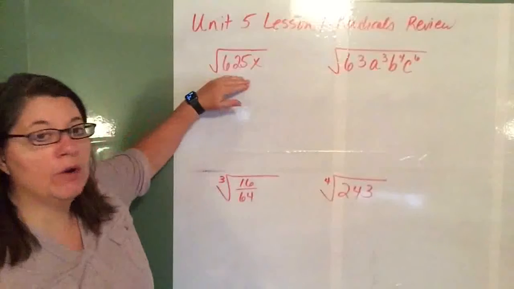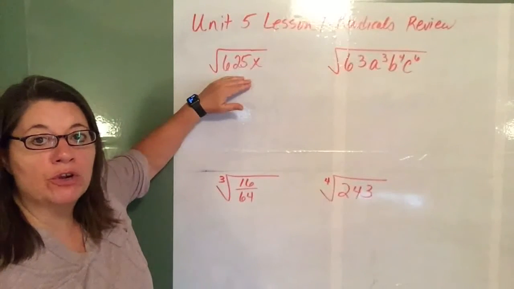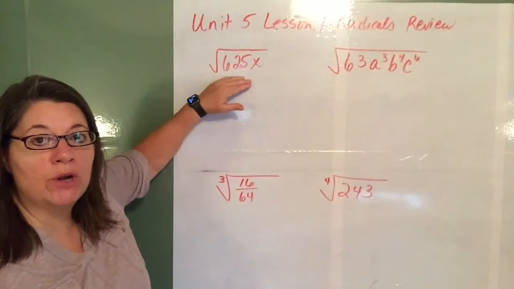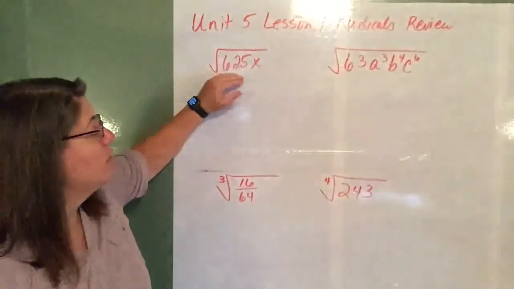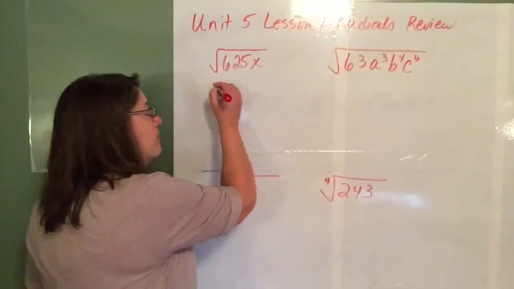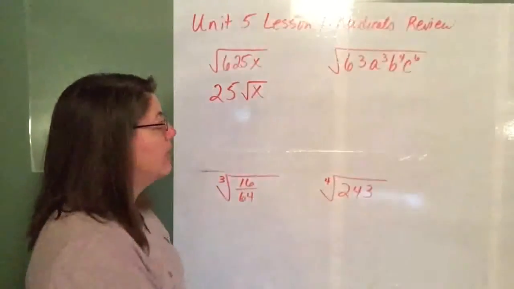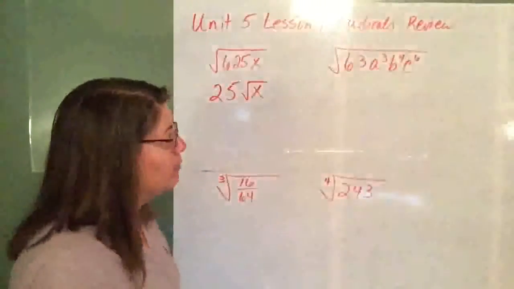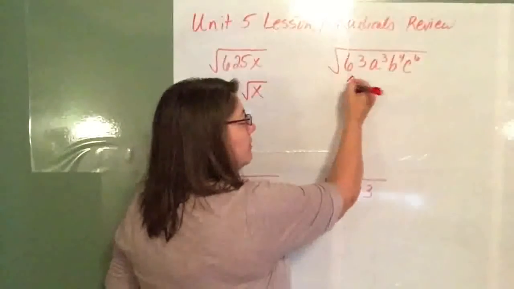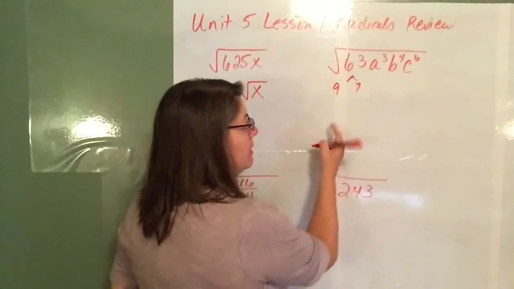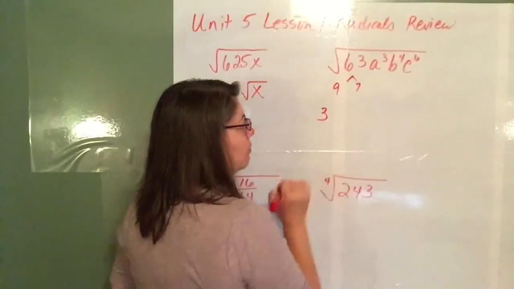If I give you the square root of 625, the first thing you're going to do is take the square root of the number, if it's possible, and the square root of 625 is 25, so we would bring out the 25, and left inside would be that square root of x. In this one, if I break down the 63, that is 9 times 7. Square root of 9 is 3, so I can bring a 3 out.